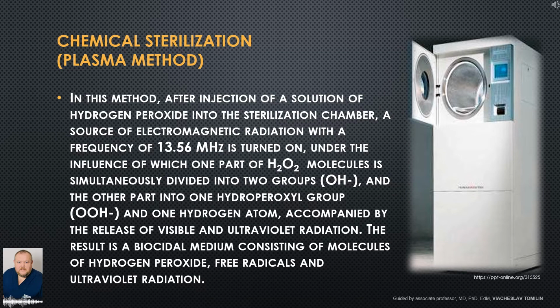In this method, after injection of a solution of hydrogen peroxide into the sterilization chamber, a source of electromagnetic radiation with a frequency of 13.56 MHz is turned on, under the influence of which one part of hydrogen peroxide molecules is divided into two hydroxyl groups, OH, and the other part into one hydroperoxyl group, HO2, and one hydrogen atom, accompanied by the release of visible and ultraviolet radiation. The result is a biocidal medium consisting of molecules of hydrogen peroxide, free radicals and ultraviolet radiation.